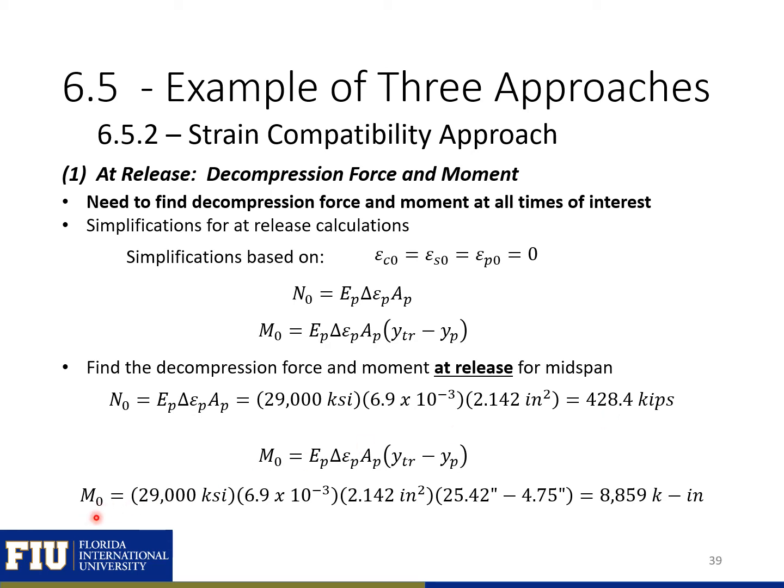We can find our decompression moment here at release. And this is just our decompression force, so those three terms, times this lever arm distance, which is the distance between the centroid of our transformed section and the centroid of our pre-stressing, to give us a decompression moment here of 8,859 kip inches.